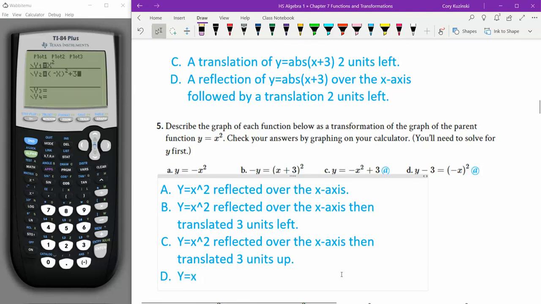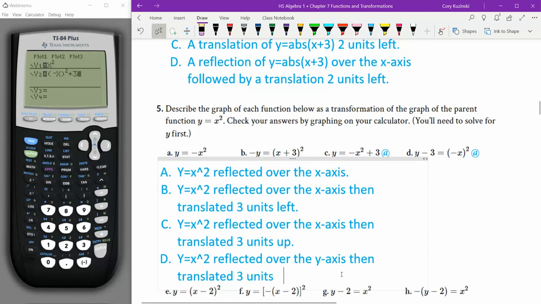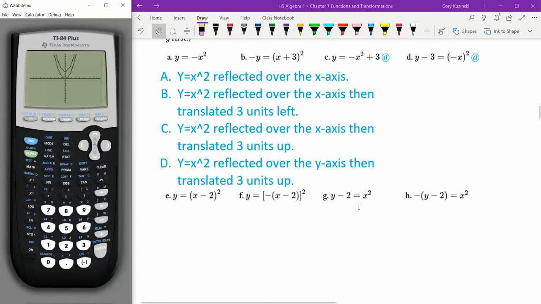Y equals x squared. Let's see, reflected over the y-axis, then translated 3 units up. Graph it. Let's see if that's what happens. I mean, and really that reflection over the y-axis doesn't change anything. Oh my gosh, there's more. All right, this one's pretty easy.